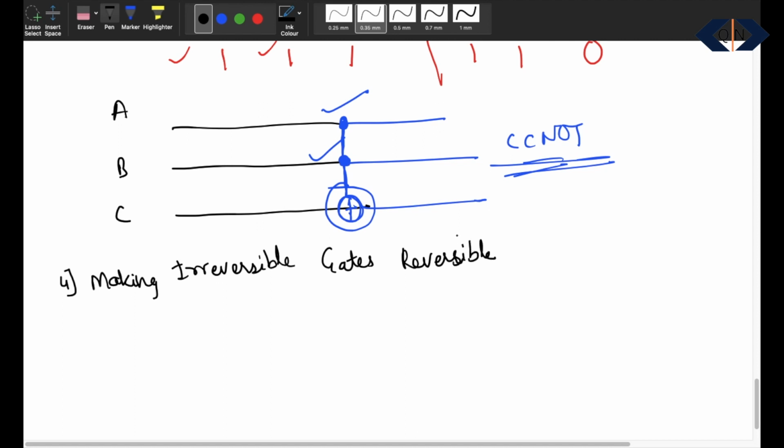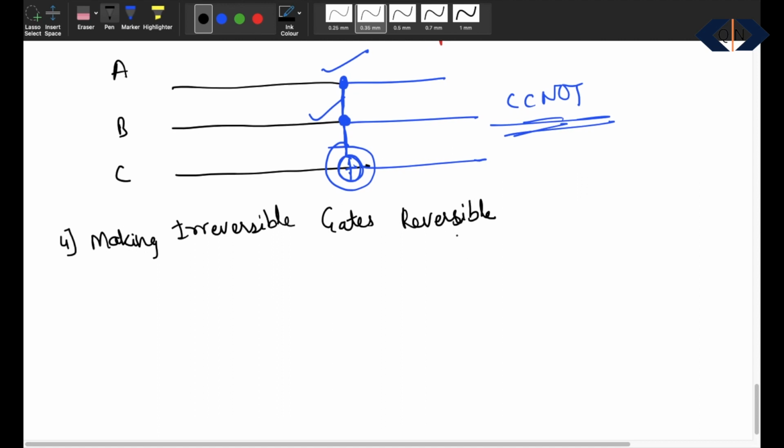In the above example of Toffoli, what we were basically doing was XORing it, meaning we were attaching an XOR gate to make it reversible. So this is done everywhere. We can use the same method of XORing to make any irreversible gate a reversible gate.